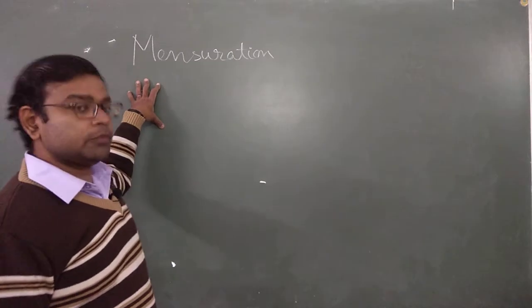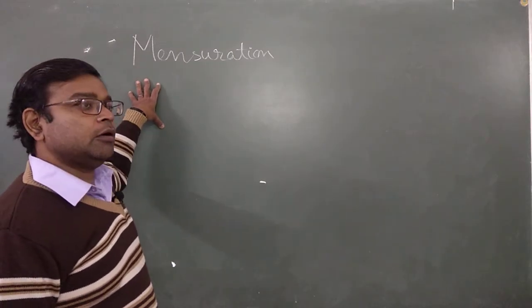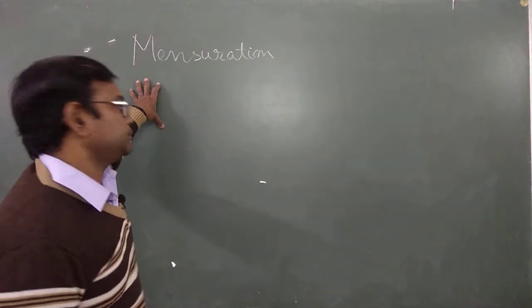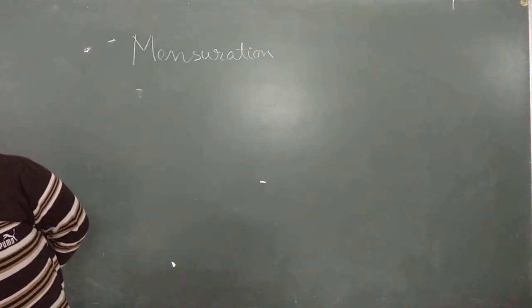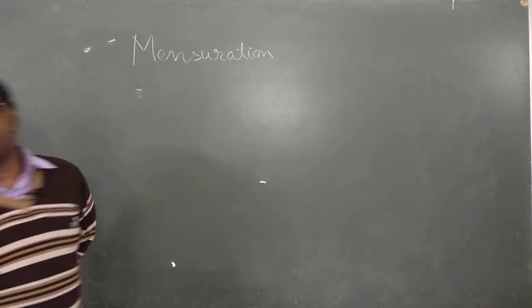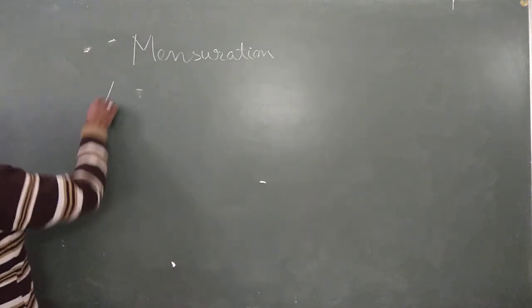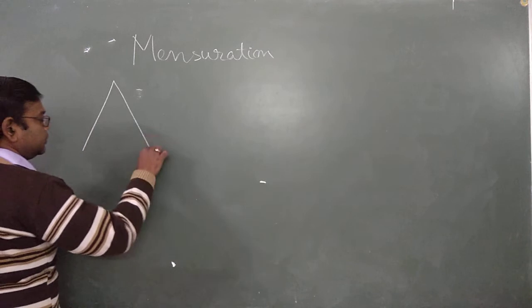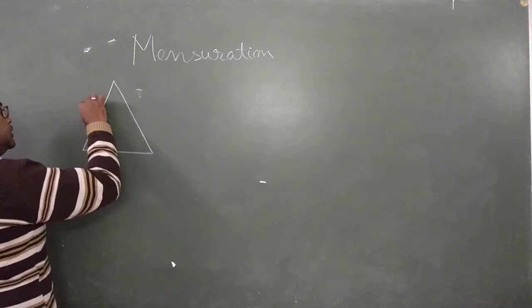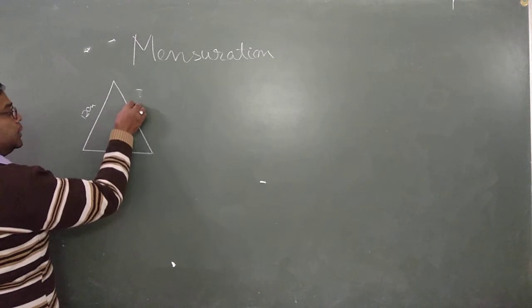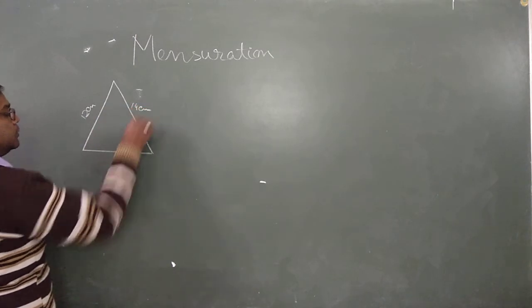Hello students. So in this video we discuss some more problems of mensuration under the topic of perimeter. Now in one question it is given that there is a triangle having two sides 12 centimeter and 14 centimeter. Suppose this is your triangle and its two sides are given to you. One is 12 centimeter and the other is 14 centimeter.